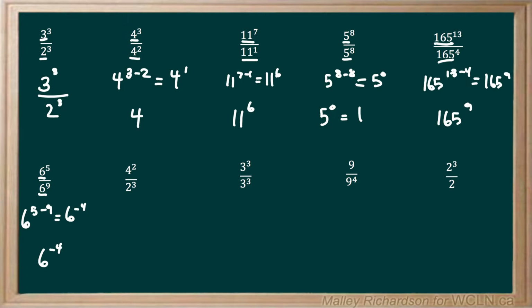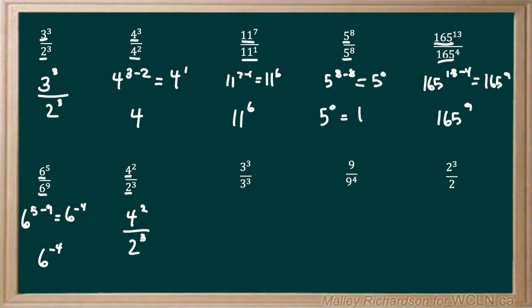Next we have 4 to the power of 2 over 2 to the power of 3. The base in our top is 4, but the base in our bottom is 2. Because 4 and 2 aren't the same base, we can't subtract the exponents. So we're left with our final answer of 4 to the power of 2 over 2 to the power of 3, which is the same as the original.